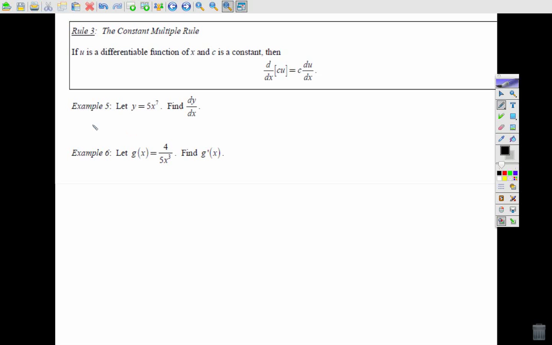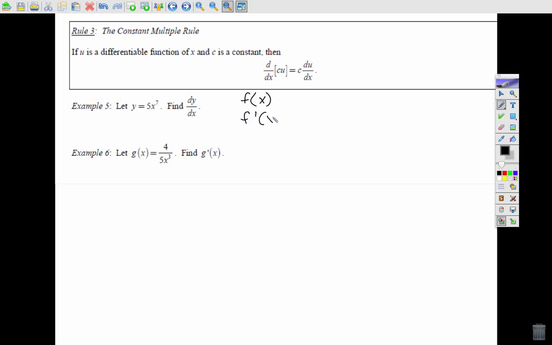All right, so when we start off doing this, we're going to pull the constant, the c, out front, but it's certainly not something we're going to do forever. It's a method we're going to do for a while, just until we memorize the rule. Okay, so let y equal 5x to the 7th, find dy dx. That means find the derivative of y with respect to x.